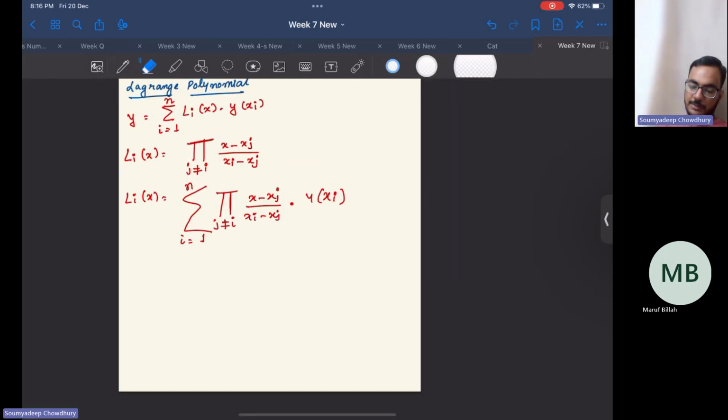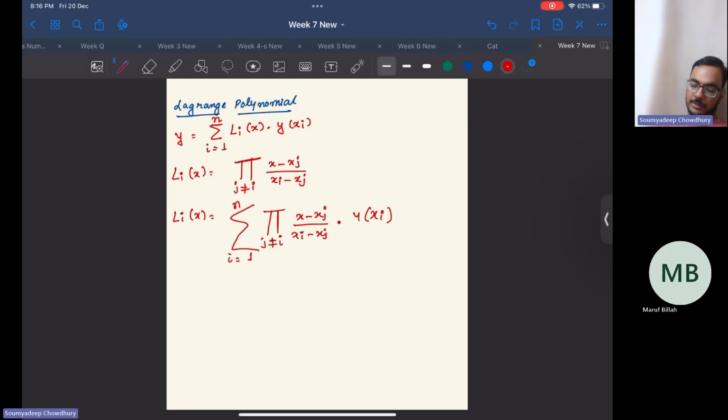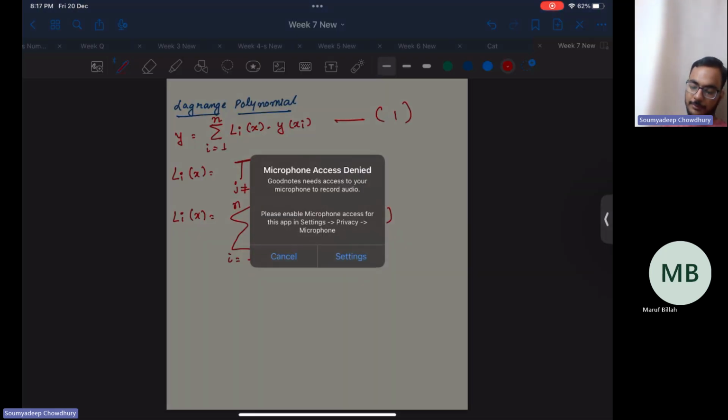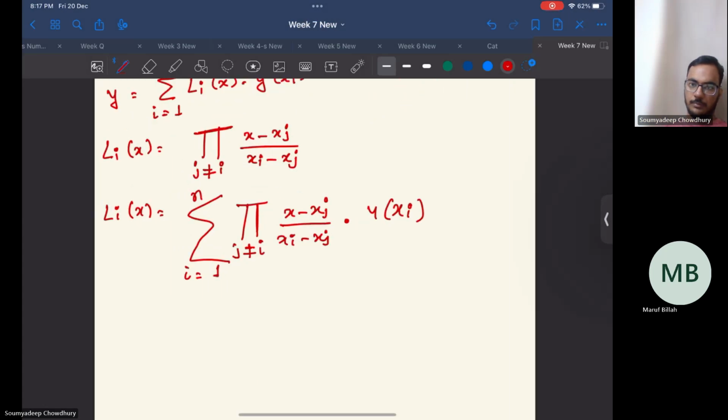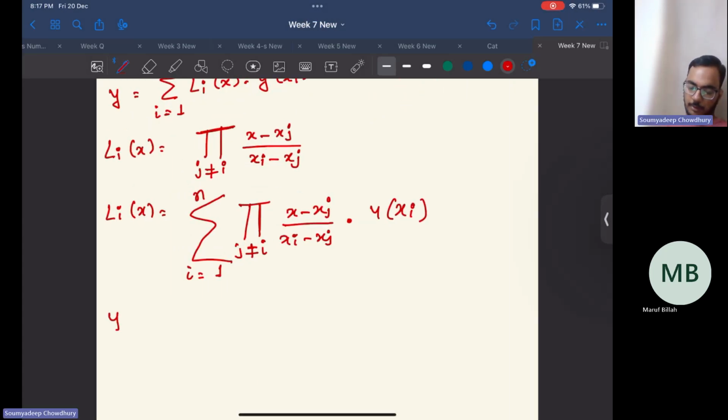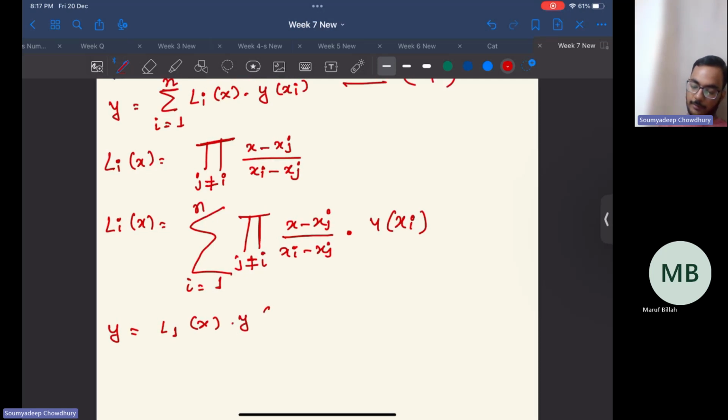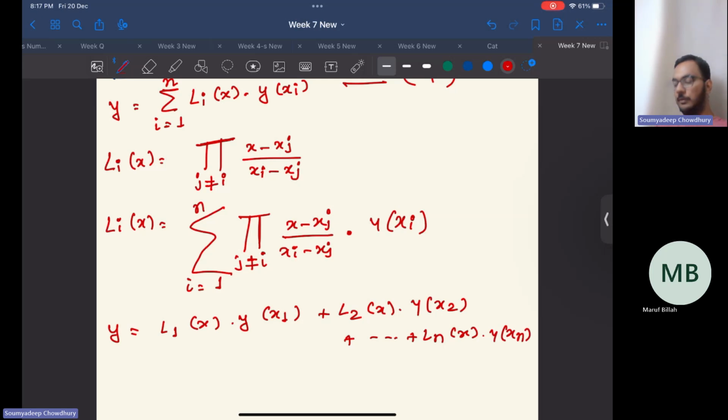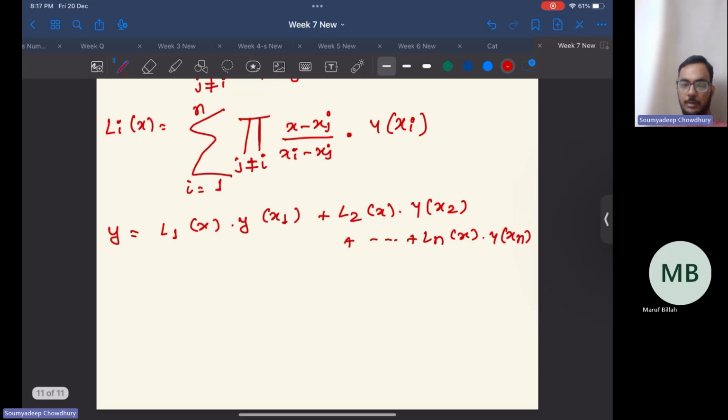Using the first equation, which is simpler, if we try to find out what is y, it is L1 of x into y of x1 plus L2 of x into y of x2, like this, up to Ln of x into y of xn. Here your y of x1, y of x2 are known to you. So you need to concentrate on L1, L2, L3 up to Ln.